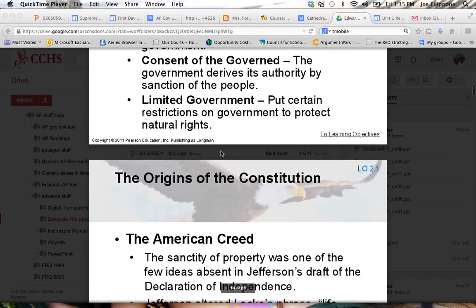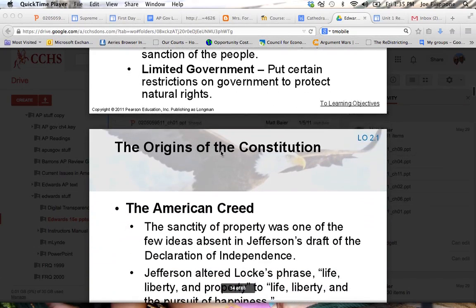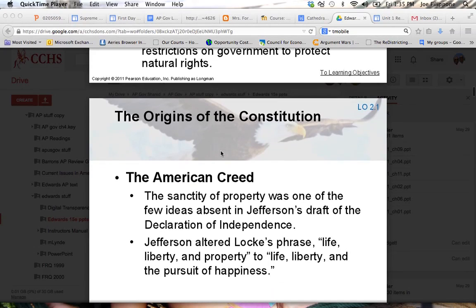Now, they're thinking that if government isn't doing its job, which they didn't think the English Parliament was doing, then they had every reason to rebel, which was part of John Locke's, who was an English philosopher, creed: if the government isn't protecting your rights, then those people have the right to rebel.